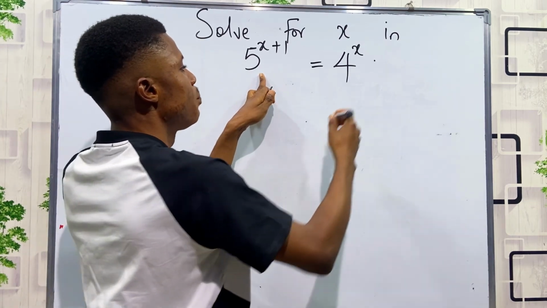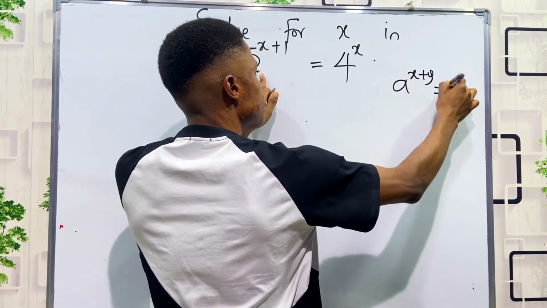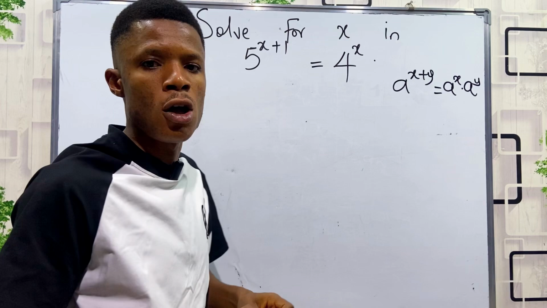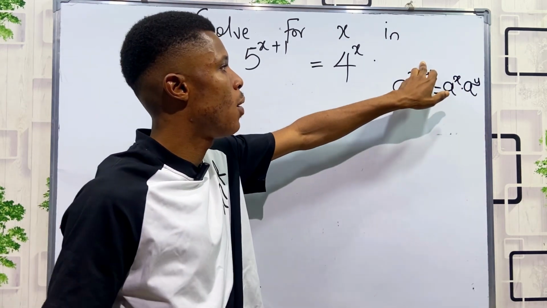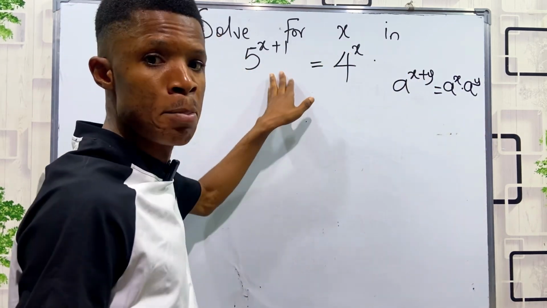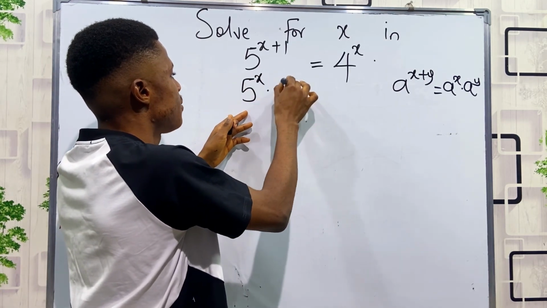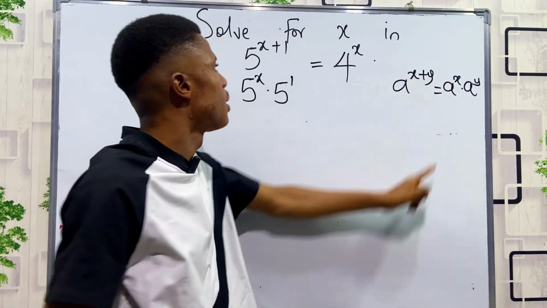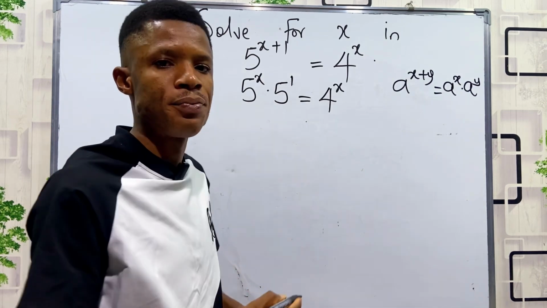Remember for the first term that whenever you have a to the power of x plus y, it's just the same thing as a to the power of x times a to the power of y. That's the law of exponent. Whenever you are multiplying in the same base, you just have to add the powers. So we are going to use this rule to expand the first term. So here we have 5 to the power of x times 5 to the power of 1, applying this law of exponent. Then this is equal to 4 to the power of x.